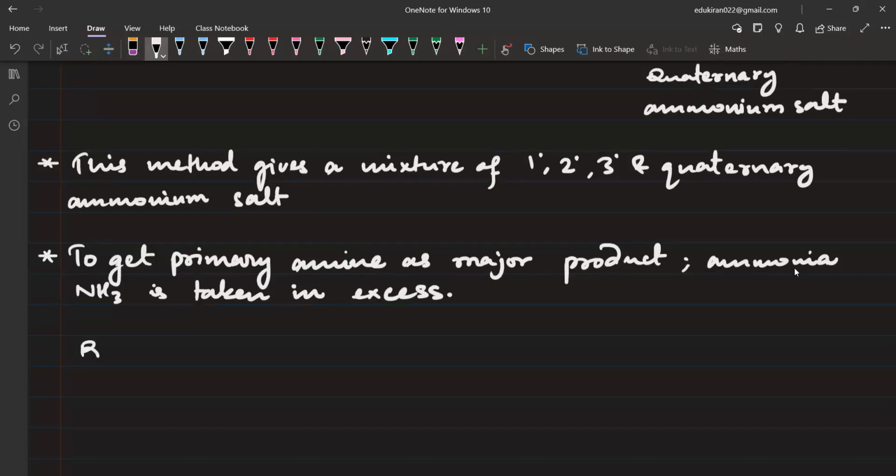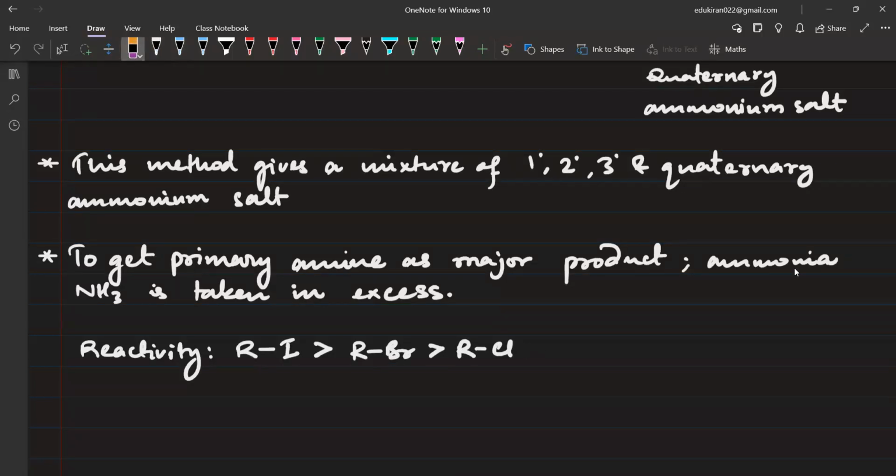When we talk about the reactivity, alkyl iodide will be fastest, followed by alkyl bromide, followed by alkyl chloride, and least reactive will be alkyl fluoride, it does not show the reaction at all. Why? Because the C-I bond is weaker.